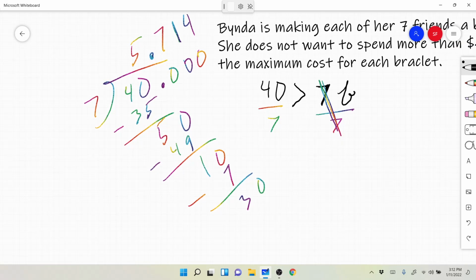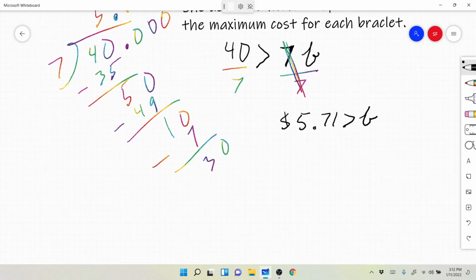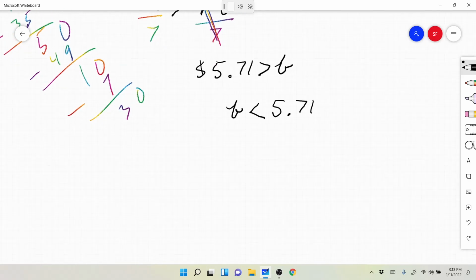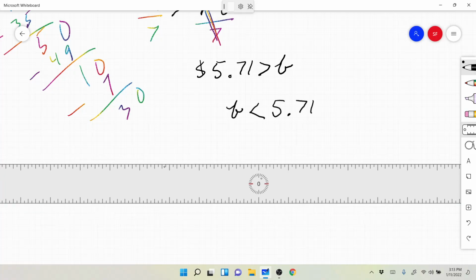So we ended up with $5.71 is greater than B. Now, in order to graph this solution set, we need to flip this around so we can know which direction to shade. We got to flip everything, and this is why we did it this way. B is less than $5.71. And then we graph the solution set for this.